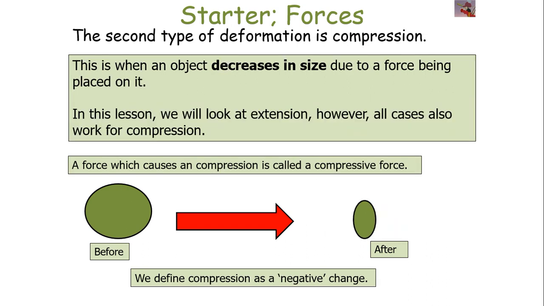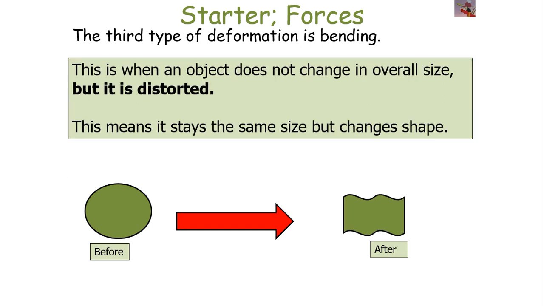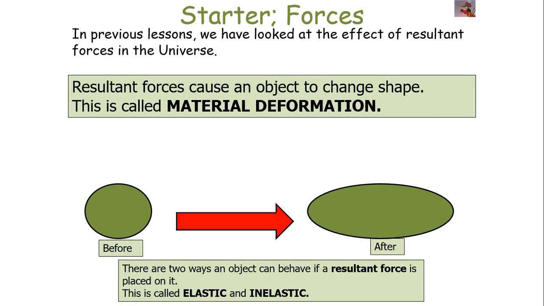A resultant force that causes this is called tension. Now, the second type of deformation you can get is called compression. That's when the overall resultant force will cause an object to decrease in size. An object might not change in overall size due to resultant force, but it could be distorted, so it stays the same size but changes shape, and we call that bending.